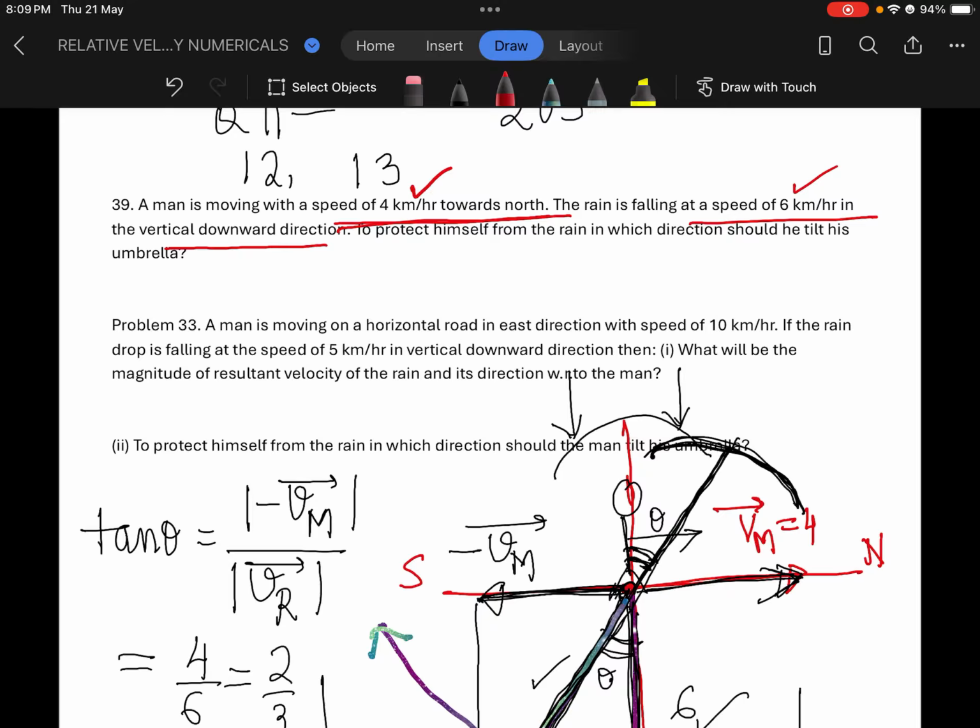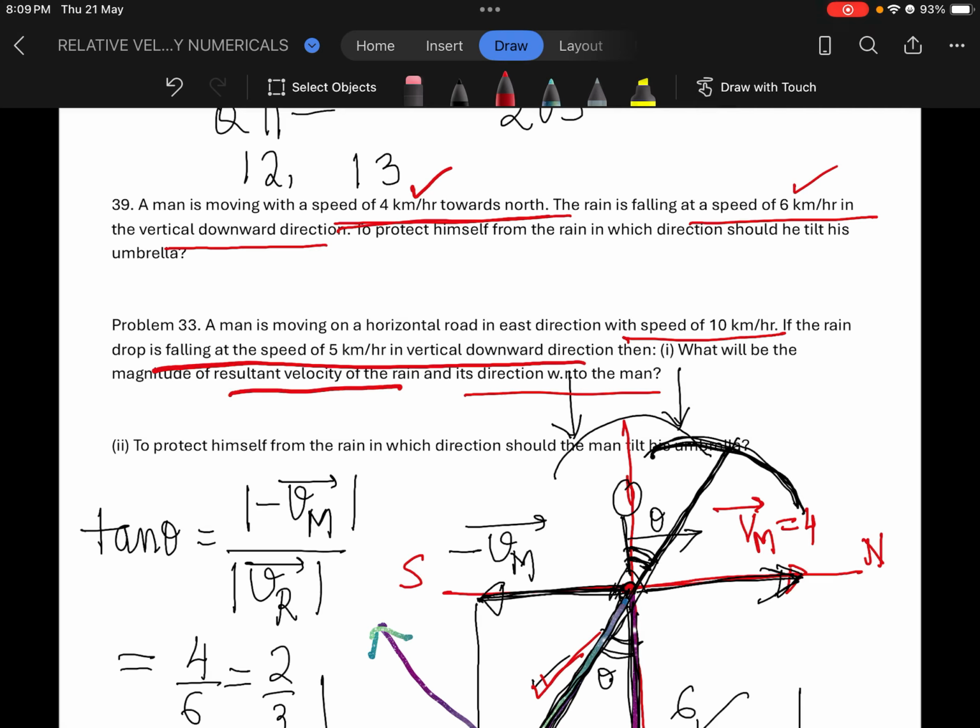A man is moving on a horizontal road in east direction with a speed of 10 km per hour. If the raindrop is falling at a speed of 5 km per hour in vertical downward direction, what will be the magnitude of resultant velocity, and its direction with respect to man? With respect to man, you have to find its direction. So this is very simple.